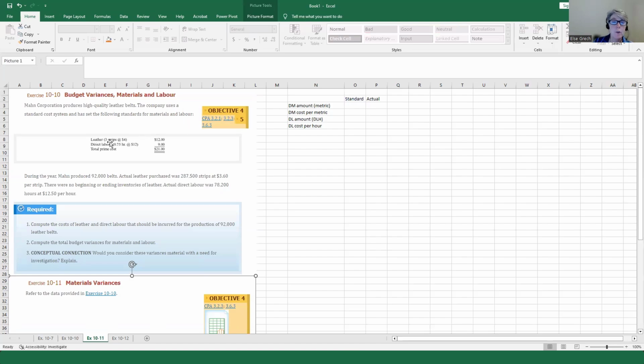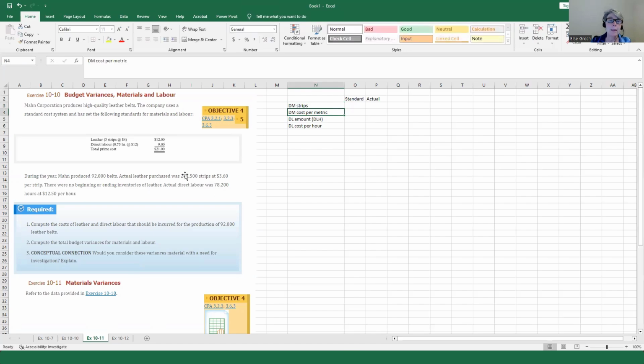So leather, they use strips. This is what I'm talking about, right? Direct material strips is the matrix that we're using here, and the direct material cost per strip. When we look at direct labor, the matrix is always hours. But when it's direct material, it can be strips, grams, pounds, ounces, linear feet, meters, whatever it is, that's the matrix we're using. So they said the standard is 3 strips, and the standard cost per strip is $4.